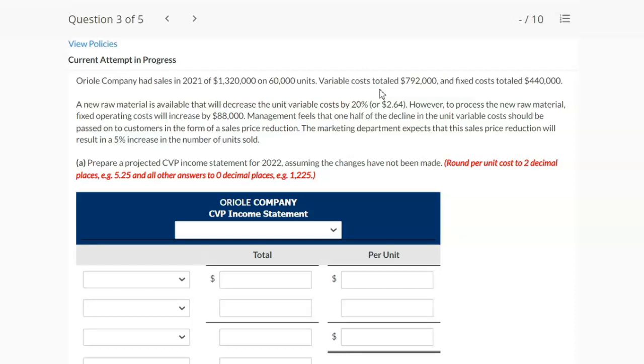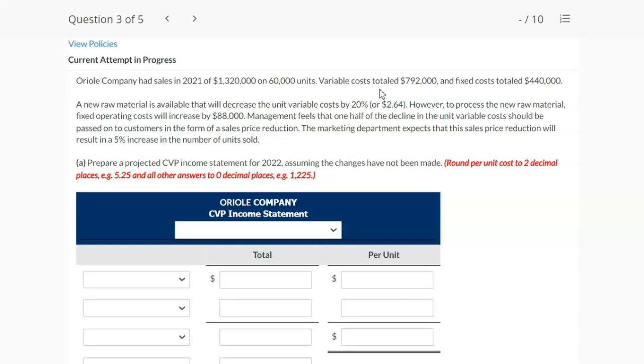Management feels that 1/2 of the decline in unit variable cost should be passed on to the customer in the form of a sales price reduction. So that's a discount. The marketing department expects that this sales price reduction will result in a 5% increase in number of units sold. Prepare a projected CVP income statement for 2022, assuming the changes have not been made.